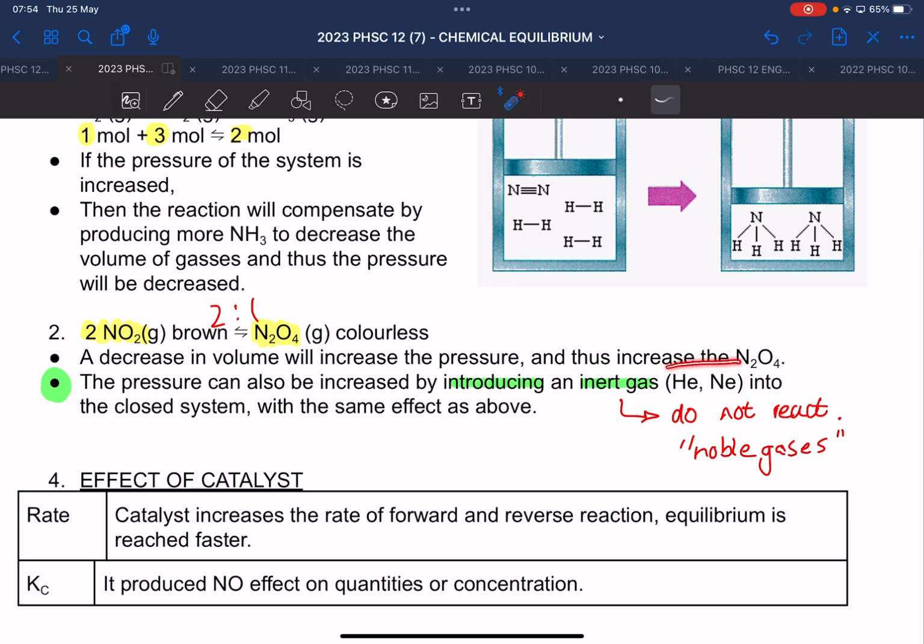Okay, so if you add a gas like that, so you have this at equilibrium, now you pump in more gas particles, but they do not react. What are you basically doing?